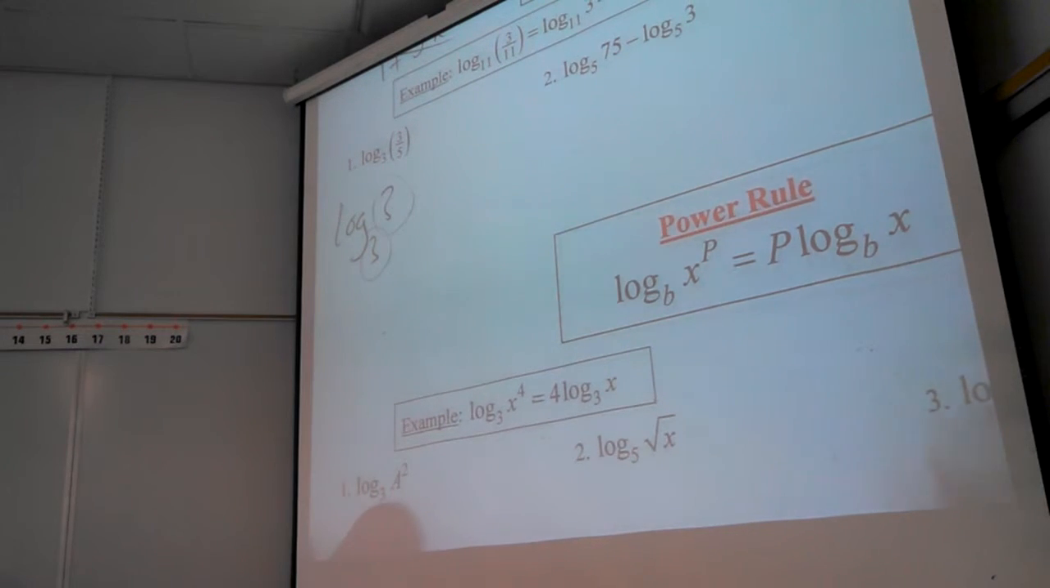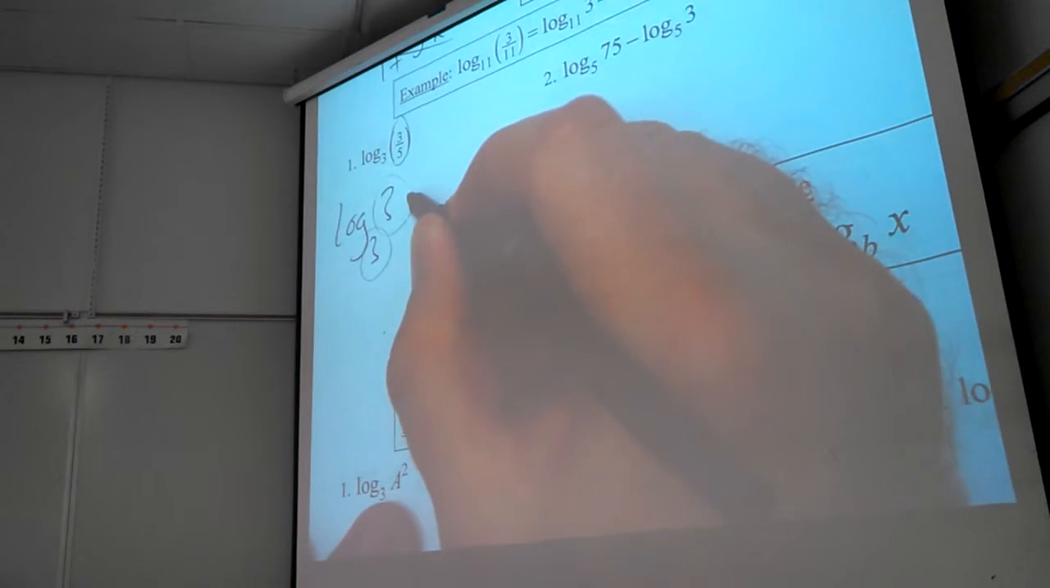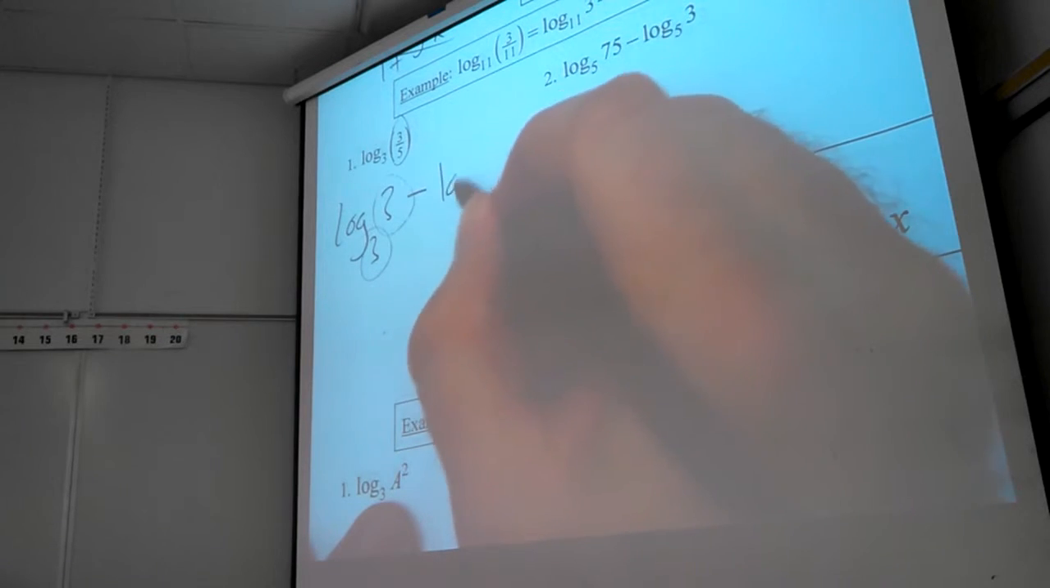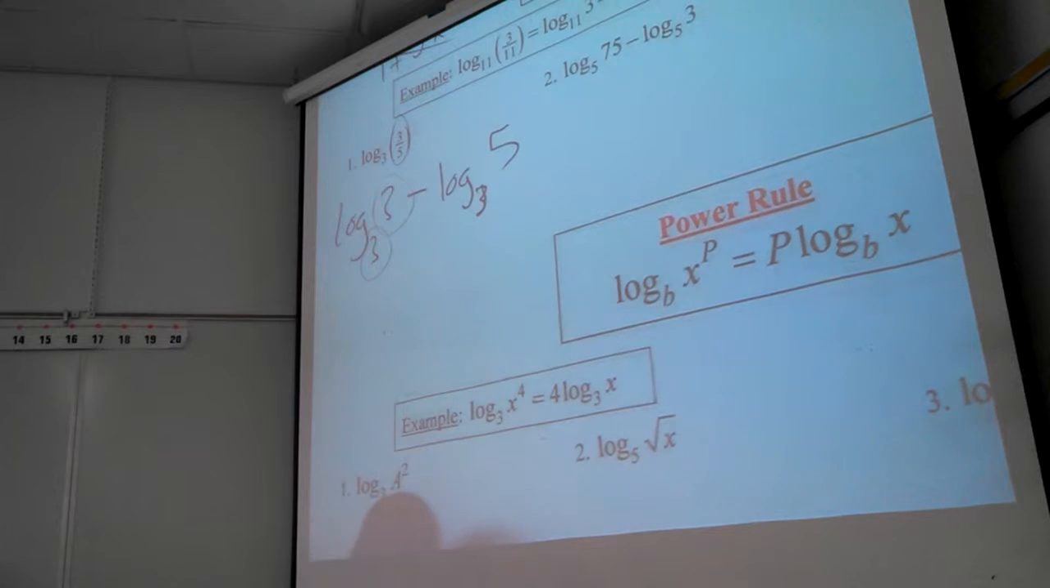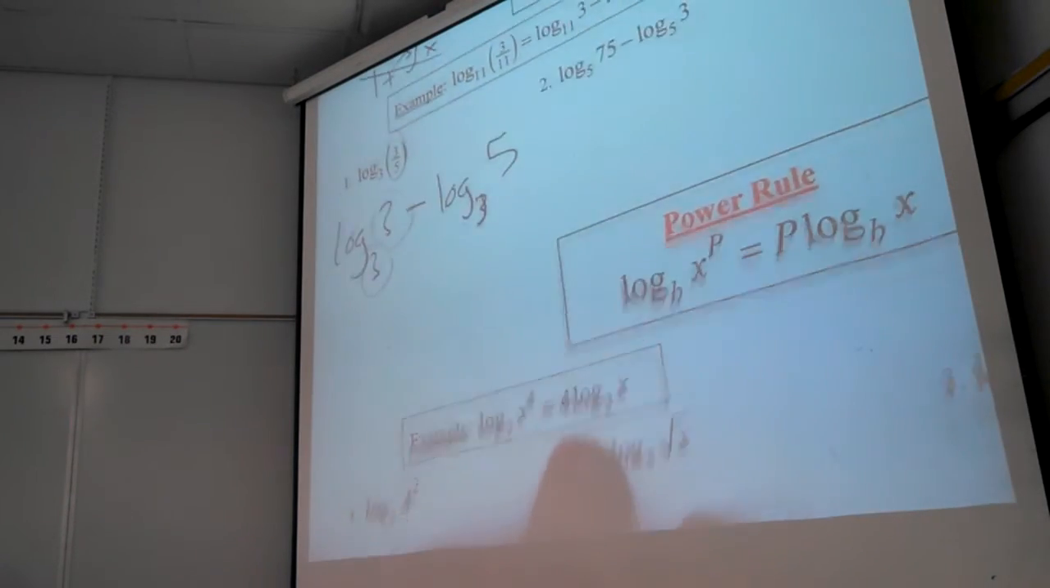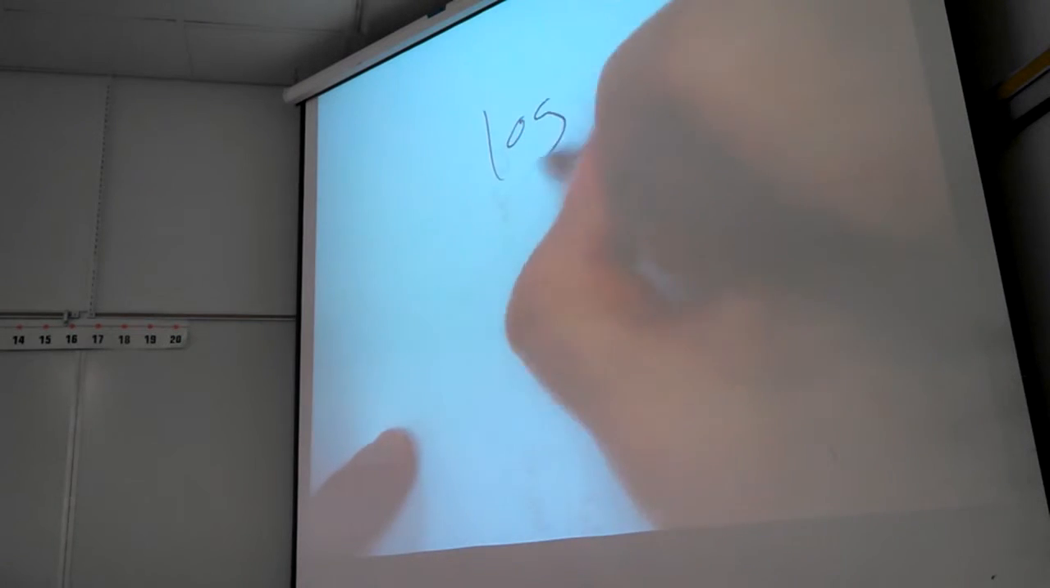And I'm dividing, so I have to do minus log base 3 of 5. Now, real quick, why does it make sense that the 5 is the one that's in minus? Because where is the 5? On the bottom. So what if I rewrote that? Now go with me. You don't have to do this.